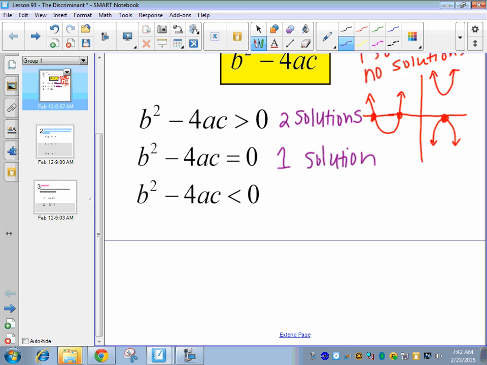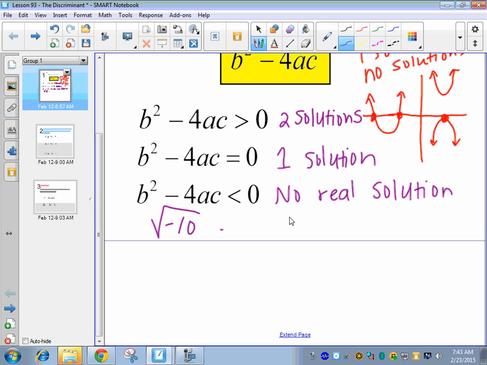And then there's b squared minus 4ac is less than 0. So if we get a negative under the square root, like negative 10, okay, any negative number under the square root, what does that mean? Yeah, can you have negatives under the square root? Only if you get imaginary numbers, right? And then we get i's. So for this one, it would be no real solution.